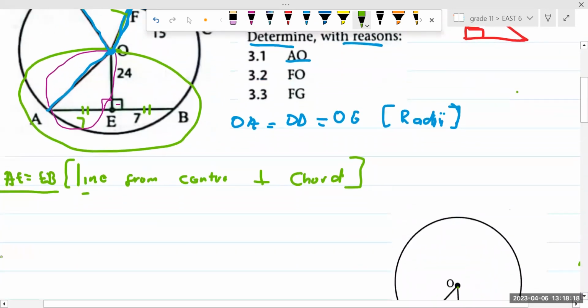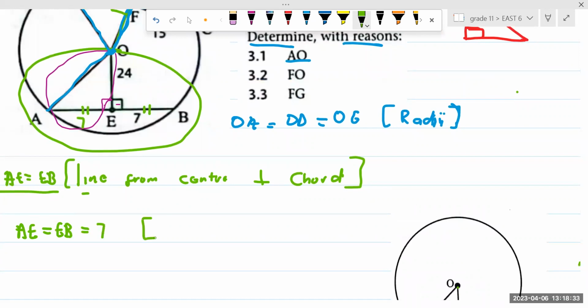I will say AE is going to be equal to EB, which is going to be equal to 7. The reason: line from center perpendicular to chord.